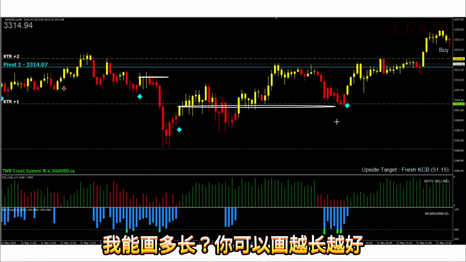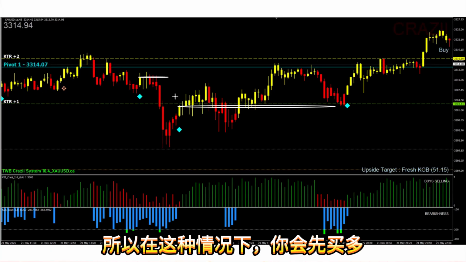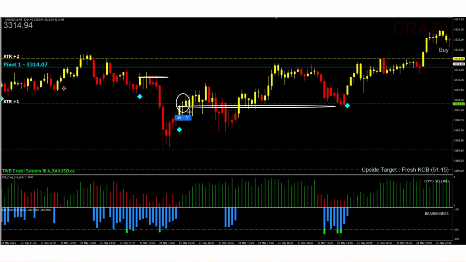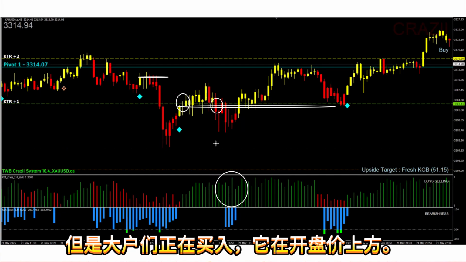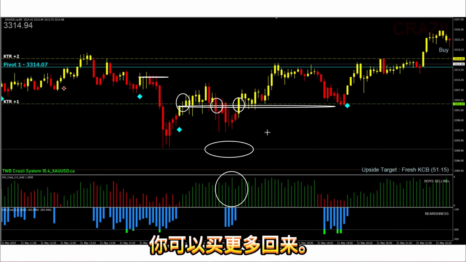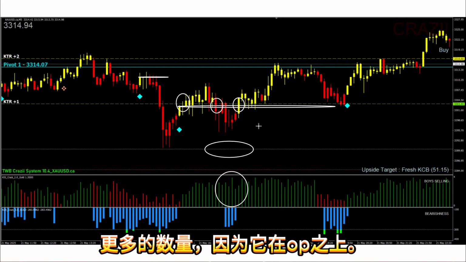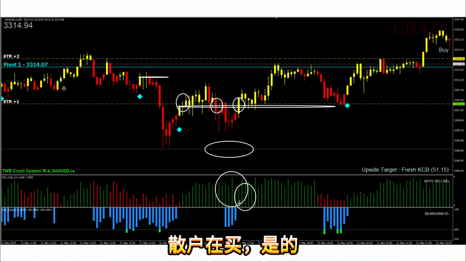You can draw as long as possible until you see there's a turnaround or new diamond. So in this case, you will long first, then probably you may want to short some, but the boys are buying and it's above the OP, right? So the size should be lesser. Then when the market goes above the line again, you can buy back more quantity because it's above OP and it's a buy signal with the boys buying, retail buying.